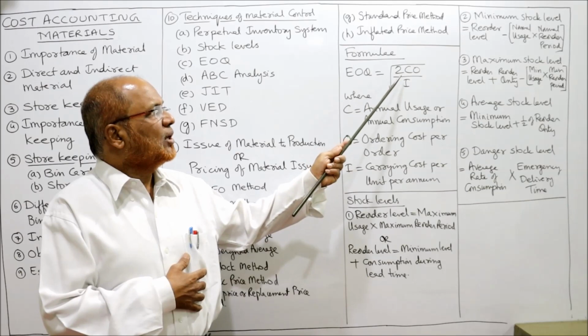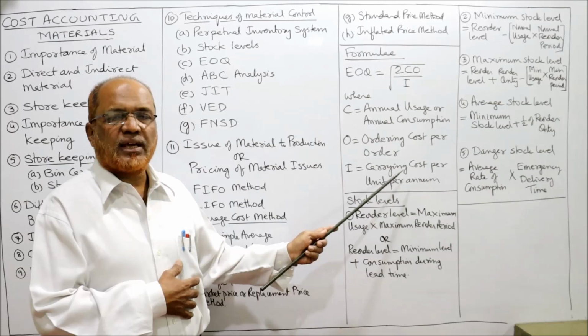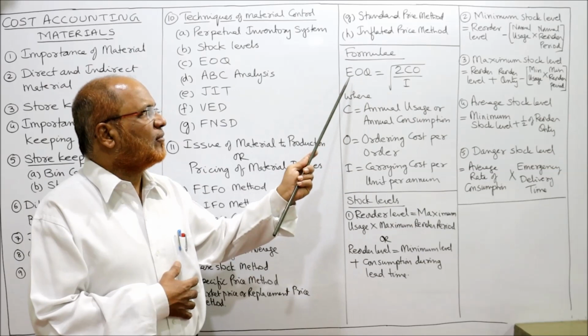Square root of 2CO by I. C stands for annual usage or annual consumption. O stands for ordering cost per order. And I stands for carrying cost per unit per annum. By substituting these values in this formula, we'll get economic ordering quantity.